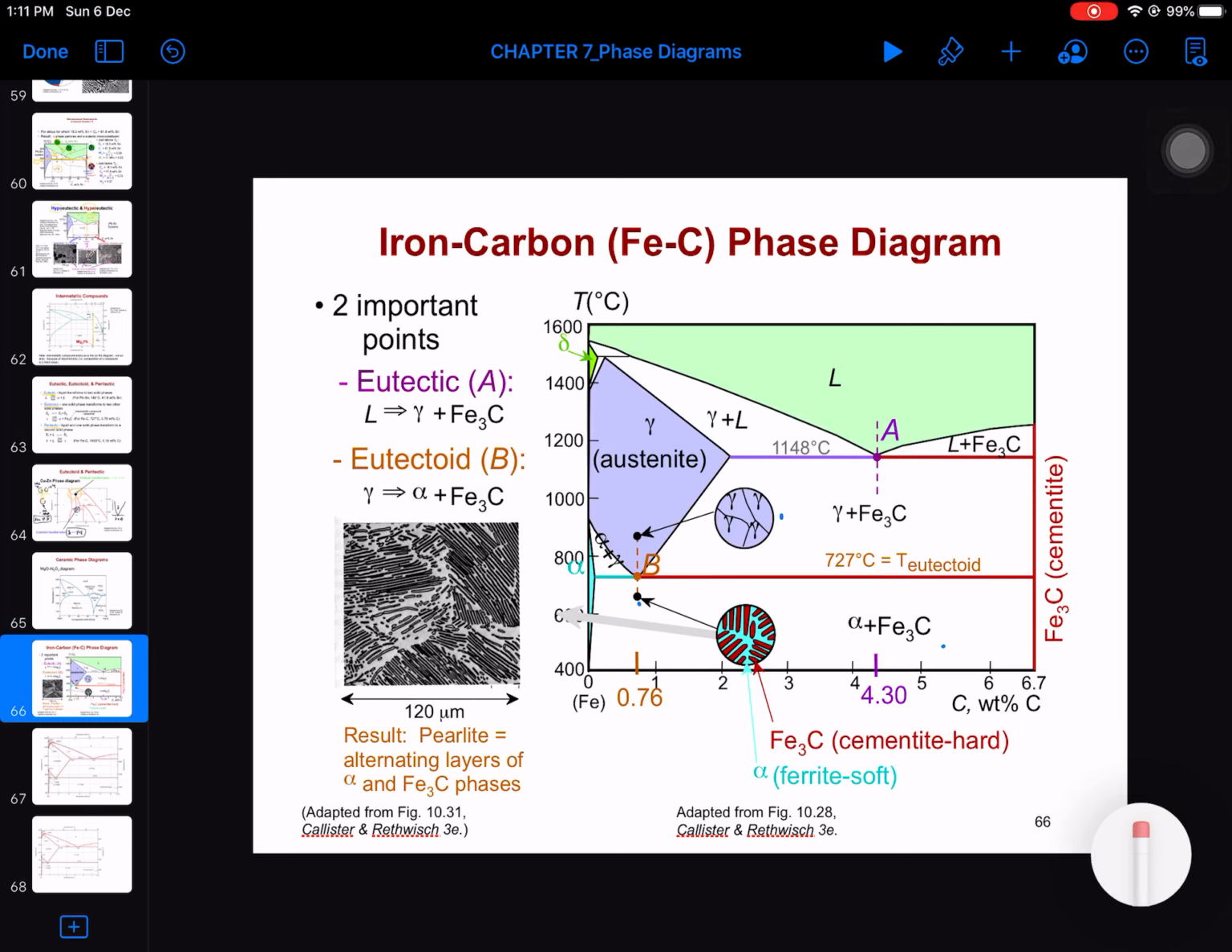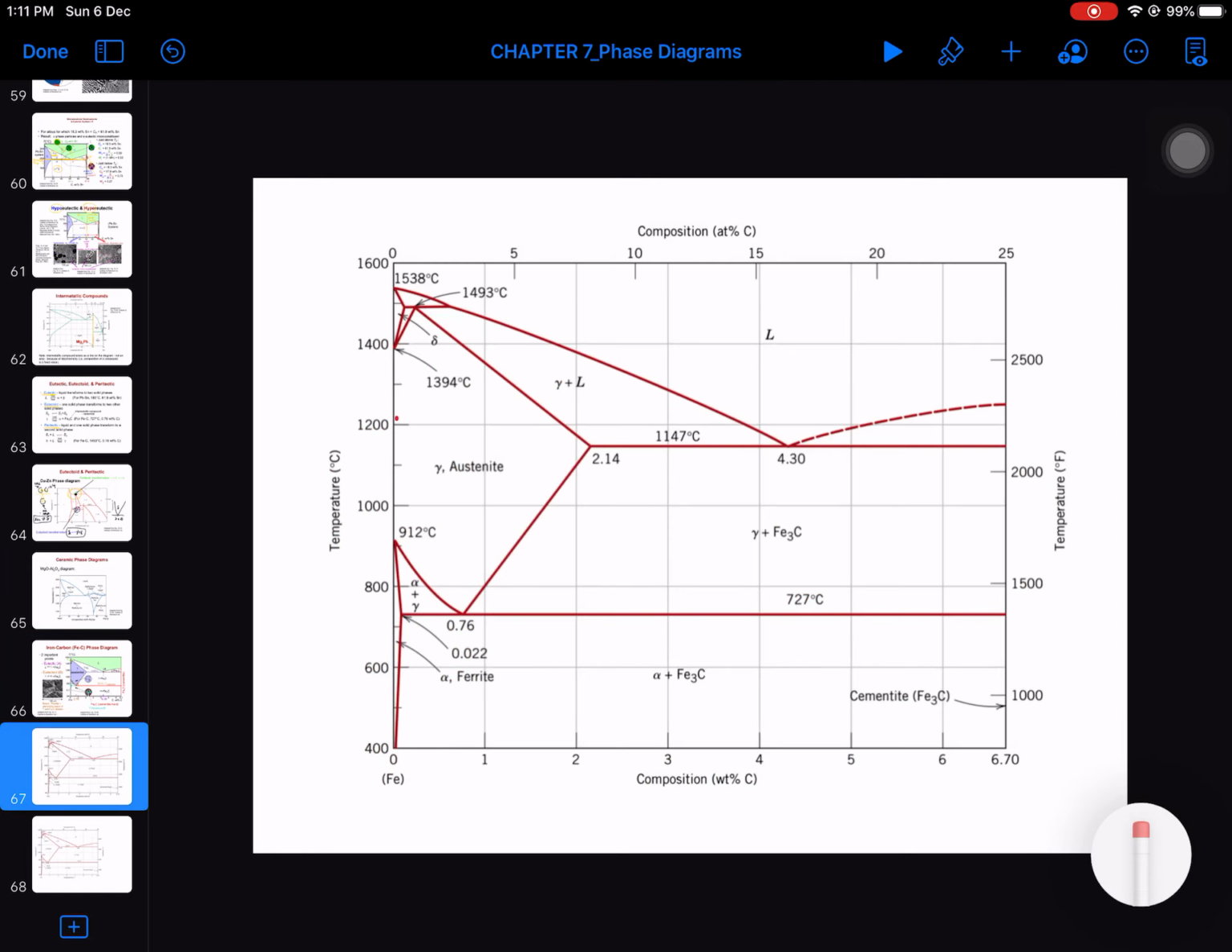Okay, Assalamualaikum. We're going to continue on with the last part of chapter 7, which is on the iron and iron carbide phase diagram, right? So this is how the iron and iron carbide phase diagram looks like.